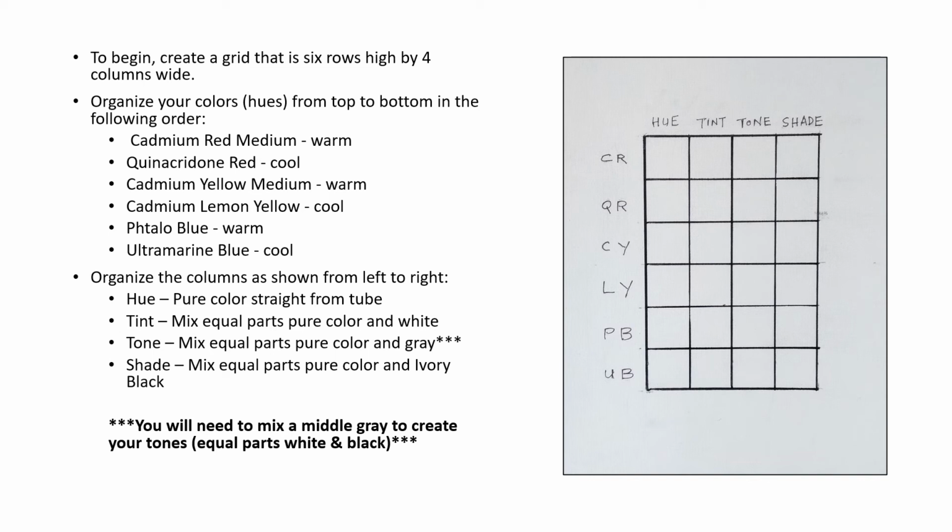Organize your colors from top to bottom in the following order: cadmium red medium, quinacridone red, cadmium yellow medium, cadmium lemon yellow, phthalo blue, and ultramarine blue. Organize the columns as shown from left to right. Hue, or the pure color straight from the tube. Tint, mixing equal parts pure color and white. Tone, mixing equal parts pure color and gray. And shade, mixing equal parts pure color and ivory black. Keep in mind you will need to mix a middle gray to create your tones, which is made from mixing equal parts white and black.